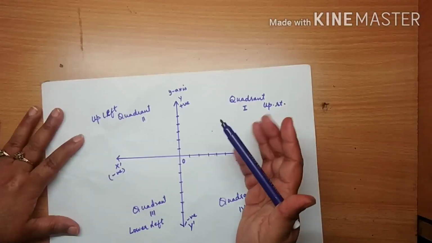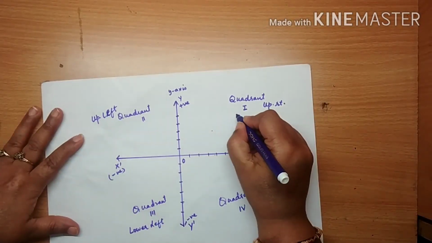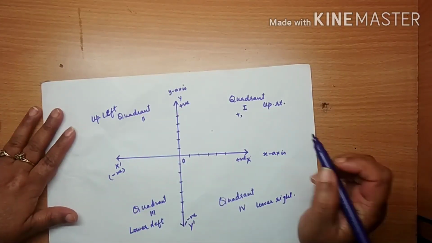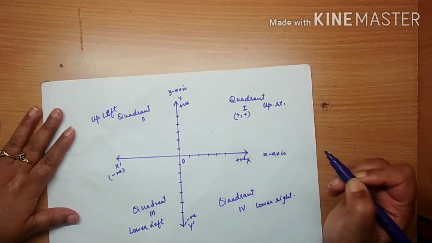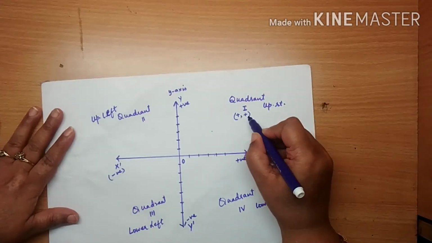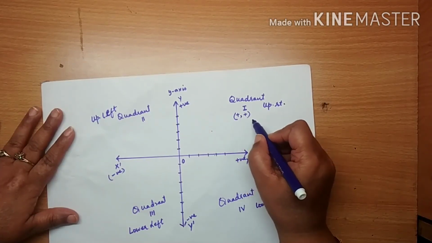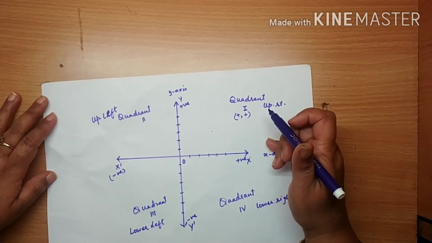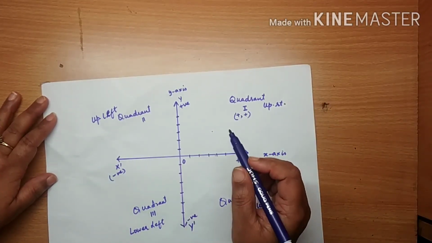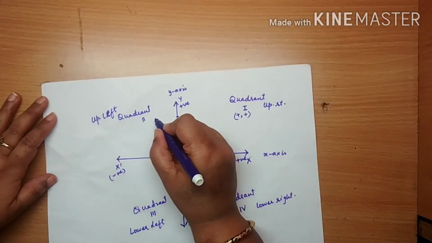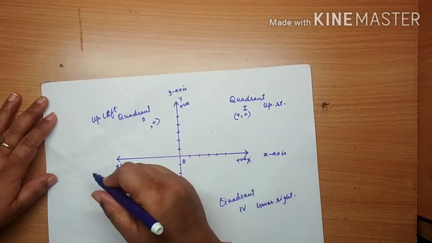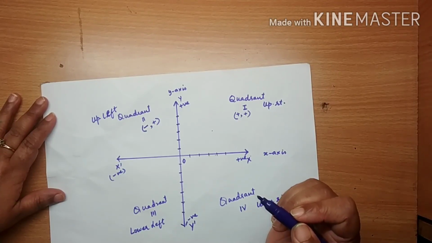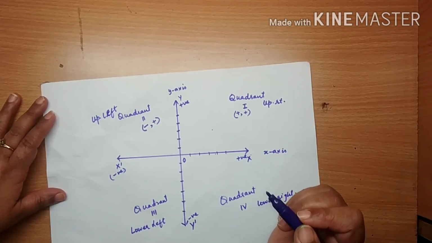Now on the right hand side, x is always positive. So in the first quadrant x is positive, and on the upper side y is always positive. So in the first quadrant, which is upper right, upper means y positive, right means x positive. So all the points whose x coordinate and y coordinate both are positive will lie here. Second quadrant is upper side, that means y is positive, and left, so x is negative.